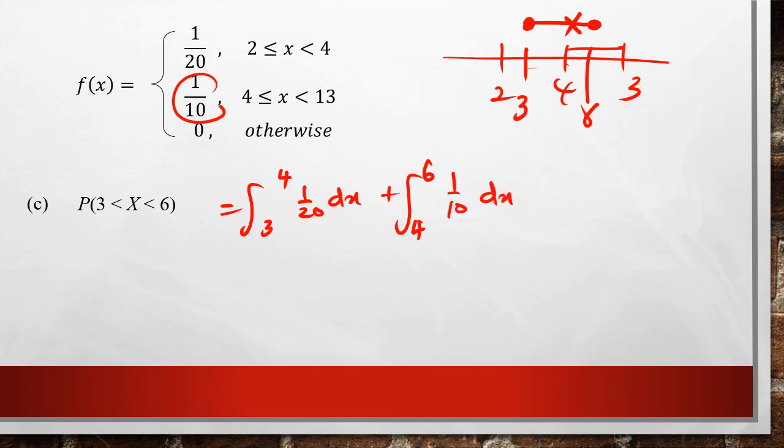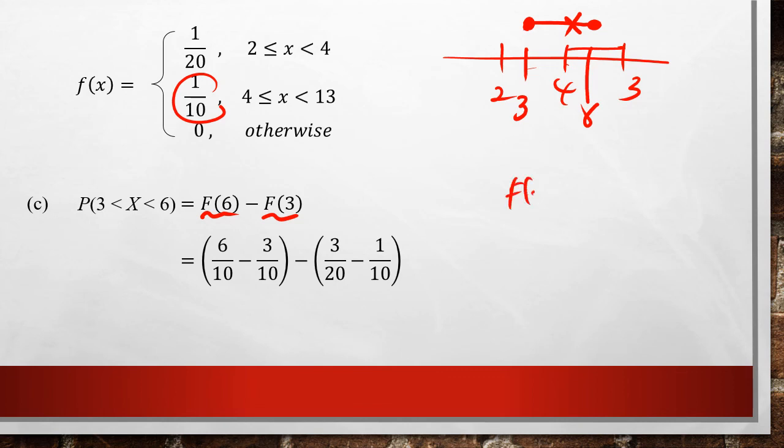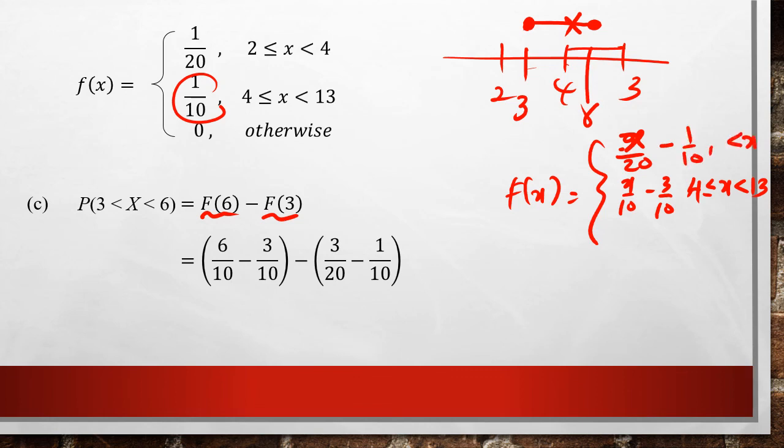So if you want to use the PDF, then we do it like this, just integrate. But we also can use the cumulative distribution function, where it will be capital F of 6 minus capital F of 3. But use the correct function. For capital F of x, it will be x over 10 minus 3 over 10. Okay? Remember, capital F of x is x over 10 minus 3 over 10. This is for x in between 4 and 13. And then the next one is x over 20 minus 1 over 10. This is for x in between 2 and 4. Okay, substitute the values 6 and 3 correctly into the correct function. So we get the value here is equal to 1 over 4.